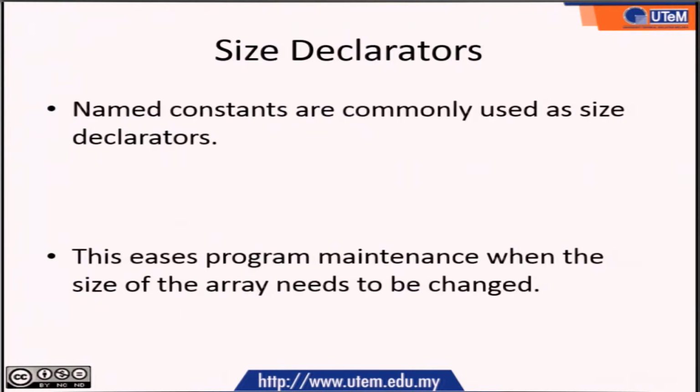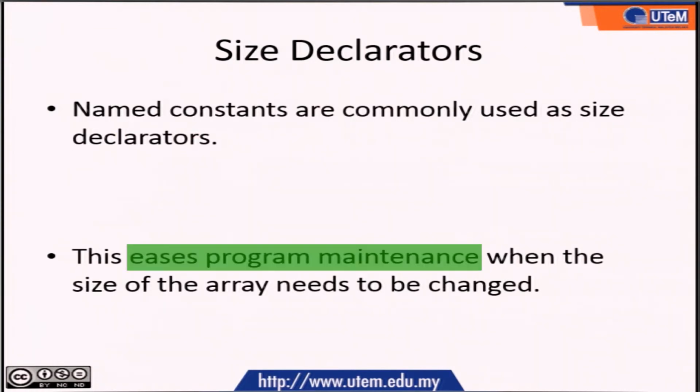The size of the array can be declared using a constant. For example here, size is declared at the beginning as 5, and then we use it as the size for the array when we declare the array. This will ease program maintenance when the size of the array needs to be changed.